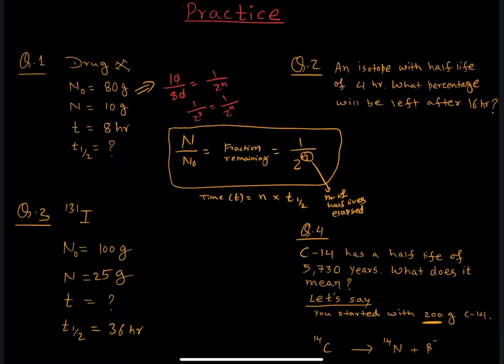Again, this is n, you have to put on top, right? It's not like multiplying with 2, okay? That's pretty important concept here also. So that means n equals 3, right? That means that's the number of half-lives elapsed.